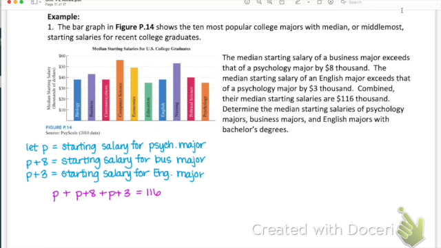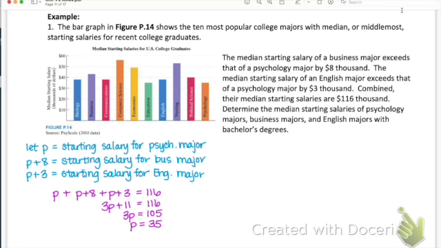So that's why I don't need to add all the zeros, because I'm measuring in 8,000s, 3,000s, 116,000s. So we get 3P plus 11 equals 116, which means 3P equals 105, and when I divide, P is equal to 35. Now again, we need to go back and check.